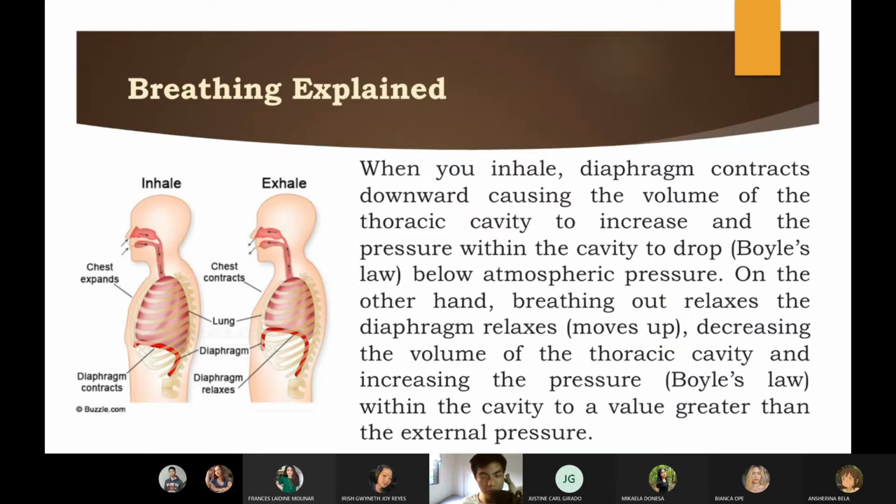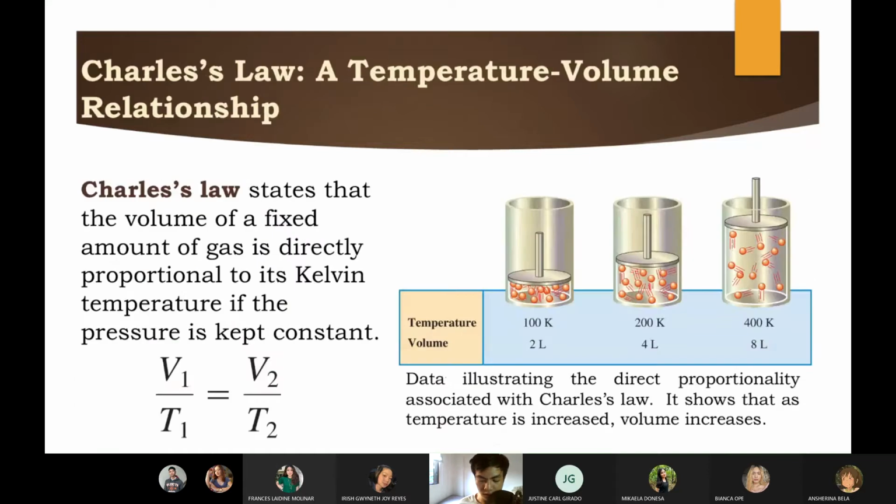So, yan. That's one of the many examples of Boyle's law. Now, let's go to the other law, the Charles law. According to Charles law, the volume and the temperature of the gas is proportional. Okay? So, sabi niya, volume is proportional to the temperature.